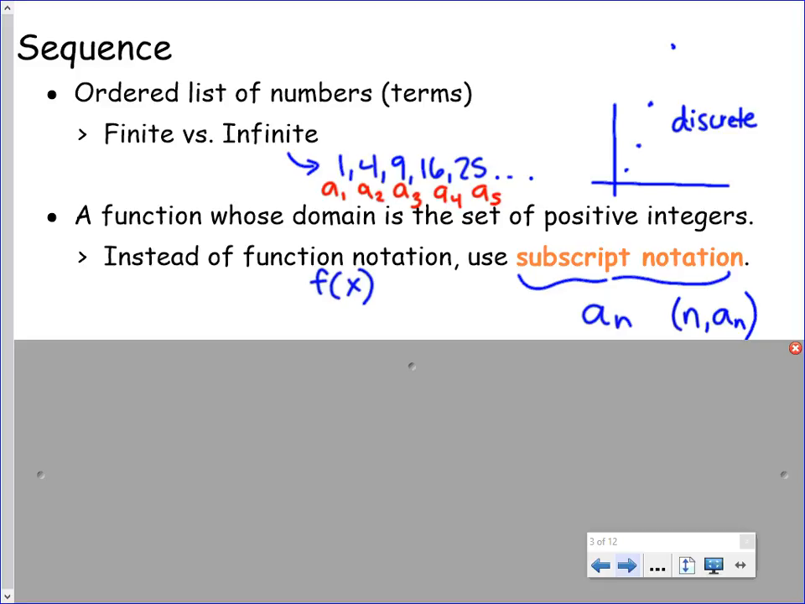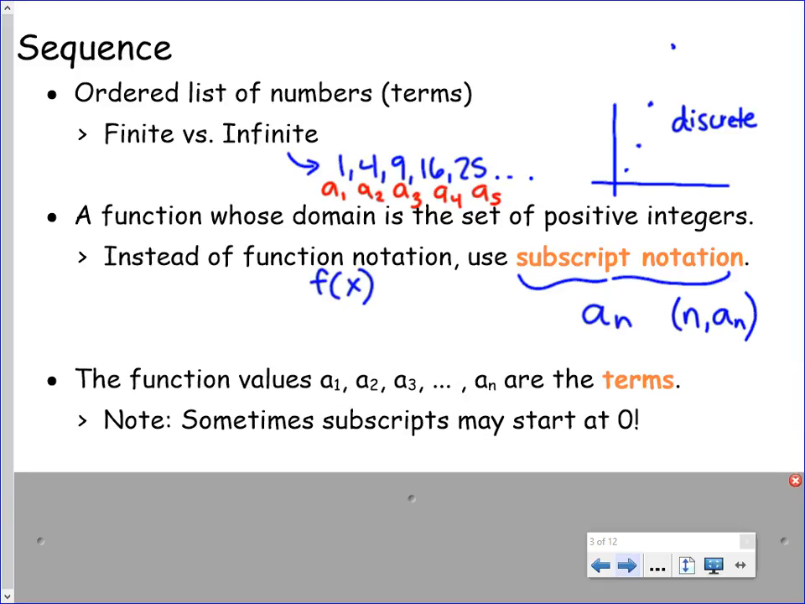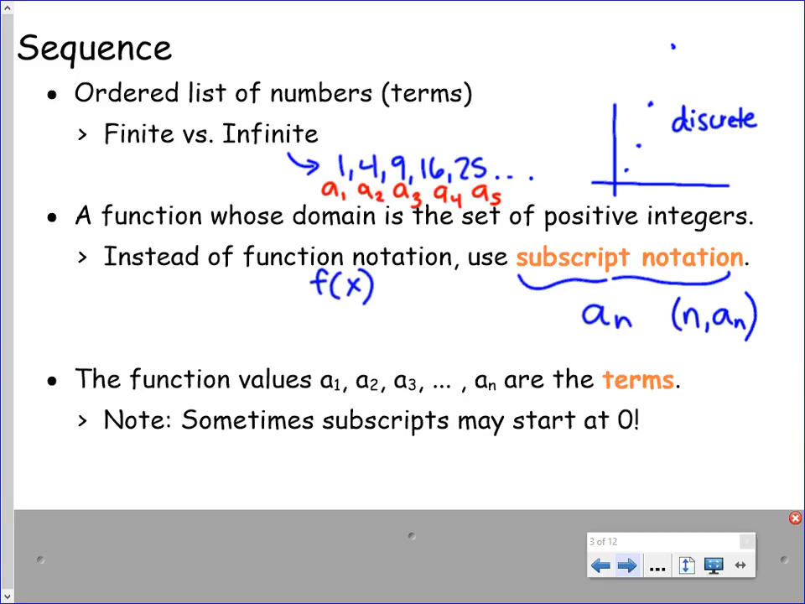No, you have a first term, a second term, a third term, that set of positive integers is your domain. So you don't connect the graph. That's a little bit about subscript notation. The last thing on this slide: the function values a sub 1, a sub 2, a sub 3 are the terms in the sequence. So again, the outputs of your sequence, whatever those numbers are, you can list them out.